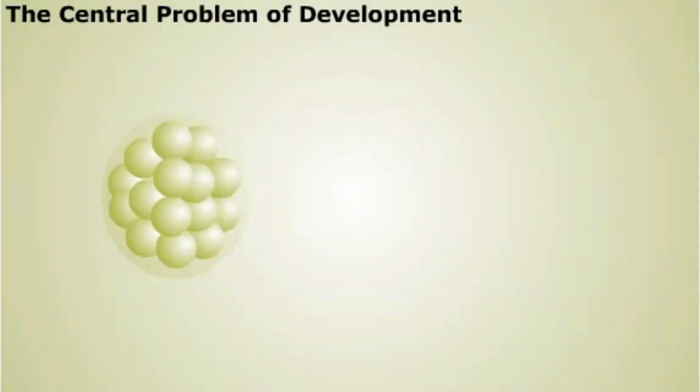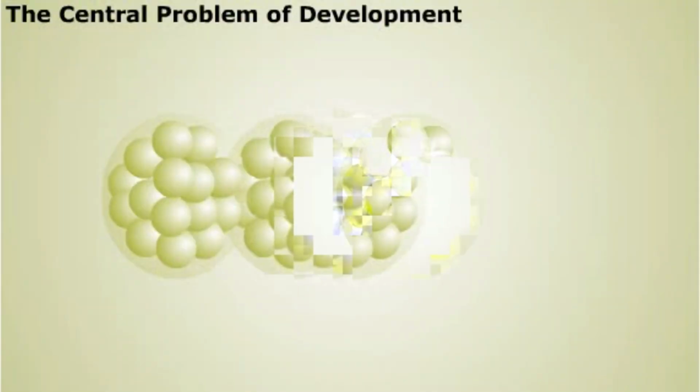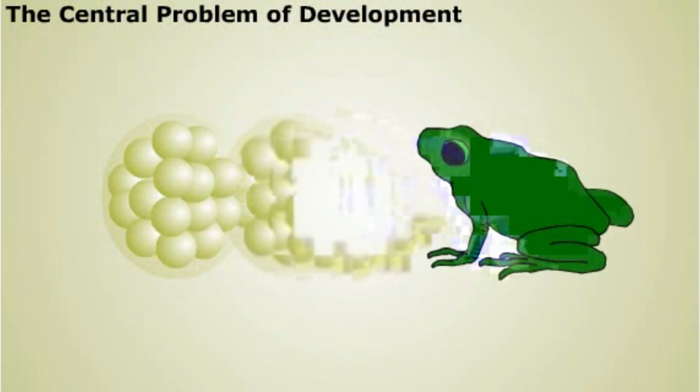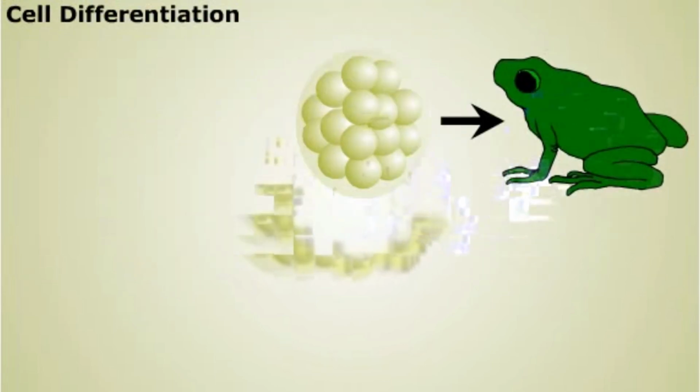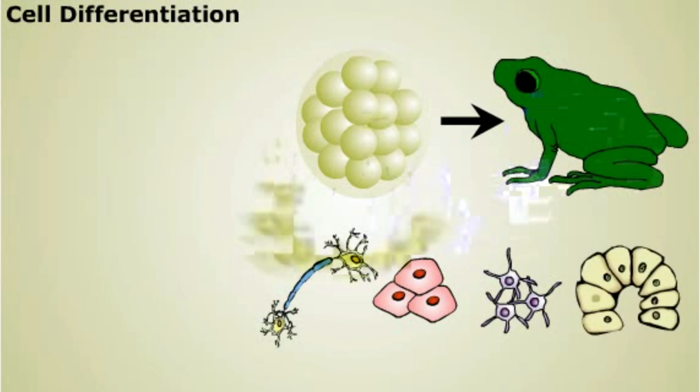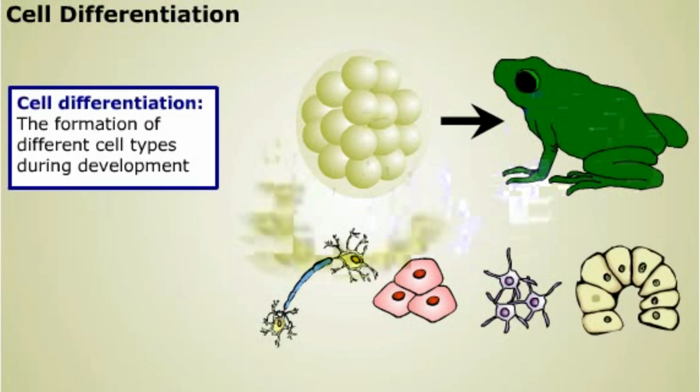The central problem of development is to explain how a fertilized egg is transformed into a highly complex adult organism. Adult animals have millions of cells, from cells of the nervous system to muscle cells, from bone cells to the cells that line the intestines. The process by which these different cell types appear during development is called cell differentiation.